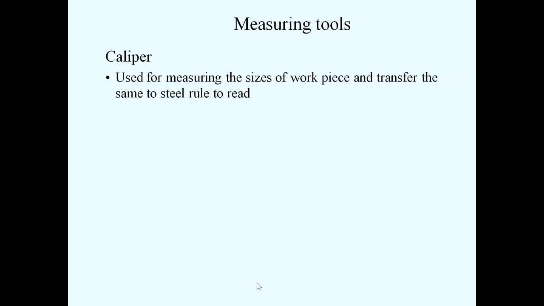So next is measuring tools. There are some measuring tools, among them are calipers. Calipers are used for measuring the size of the workpiece. These calipers are used to measure the size of the workpiece and transfer the same to the steel rule to read the measures.